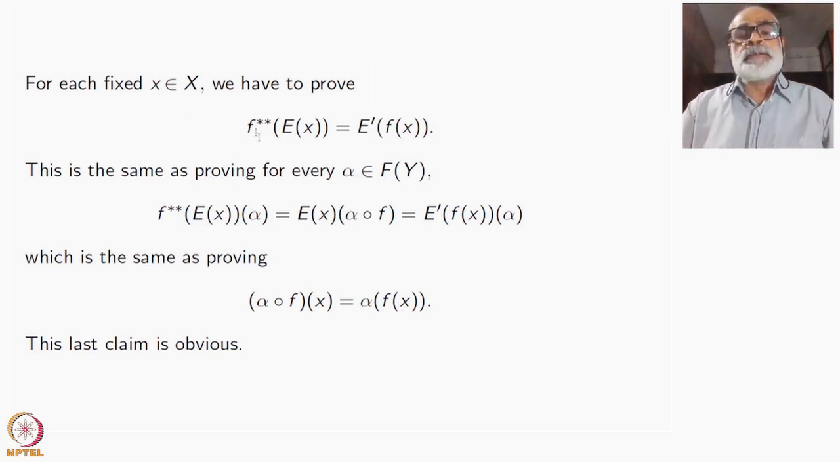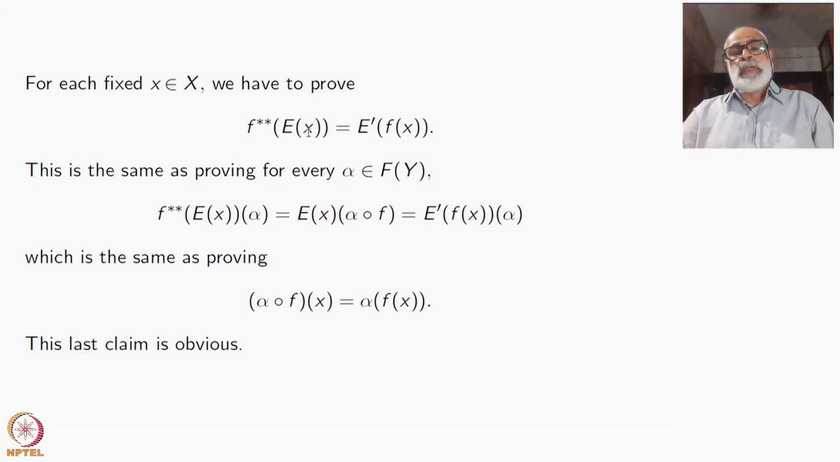Fixing each x belonging to X, I have to show that F double star of Ex is equal to E prime of Fx. This is the same thing as proving, remember what is the definition of F double star. F double star of Ex, operating upon any index alpha, is by definition Ex operating upon alpha of F. That is the same thing as E prime operating upon Fx of alpha. So, this is what I have to prove, and this is the same as proving that alpha composite F operating upon x is Ex of that, which is equal to alpha of Fx. This is another evaluation map.